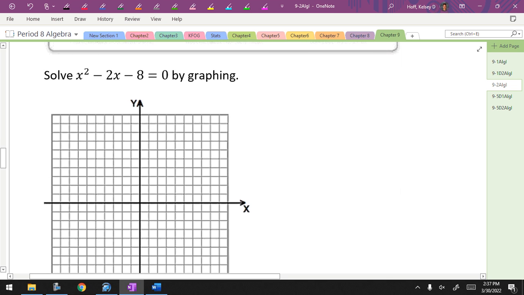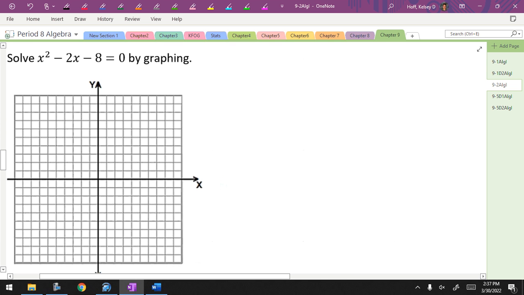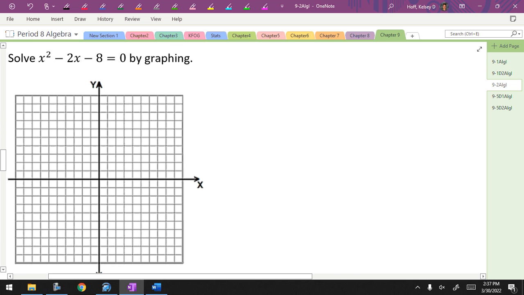Okay, solve x squared minus 2x minus 8 equals 0 by graphing. First things first, it has to be equal to 0. Is it? Yes. Identify your A, B, and C. A is 1, B is -2. C is -8. What is the first thing I do?